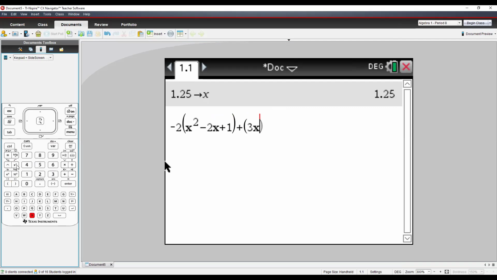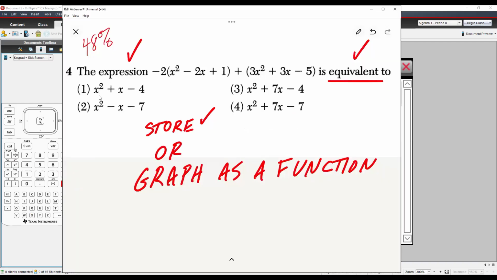3x squared plus 3x minus 5. Then I press enter. Now, doesn't matter what this number is. We're looking for the one answer choice that's going to give us exactly this answer, or basically the one that gives an equivalent output.